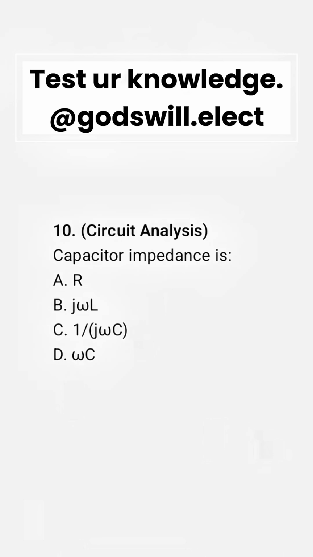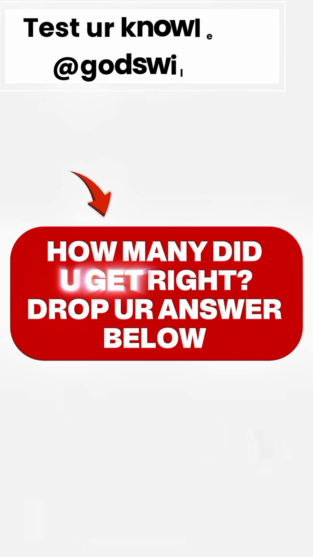Capacitor impedance is A. R. B. jωL. C. 1 over jωC. D. ωC. Correct answer: C. How many did you get right?